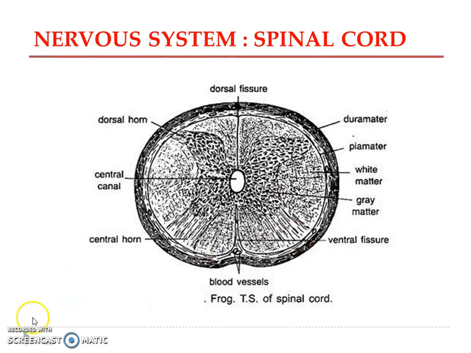Okay, so we have seen the structure of the spinal cord. We have seen the cross section of the spinal cord in detail. Clear? I hope it is clear. So now we will be looking into the nerves arising from the brain and the spinal cord, that is, the cranial nerves and spinal nerves.